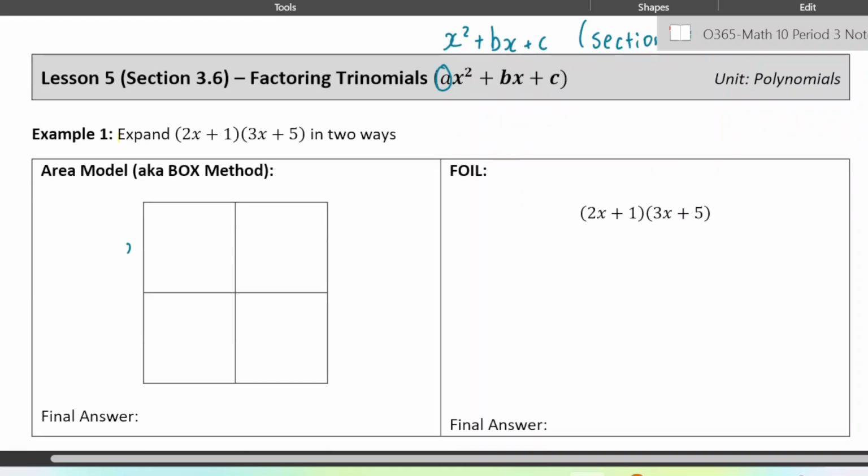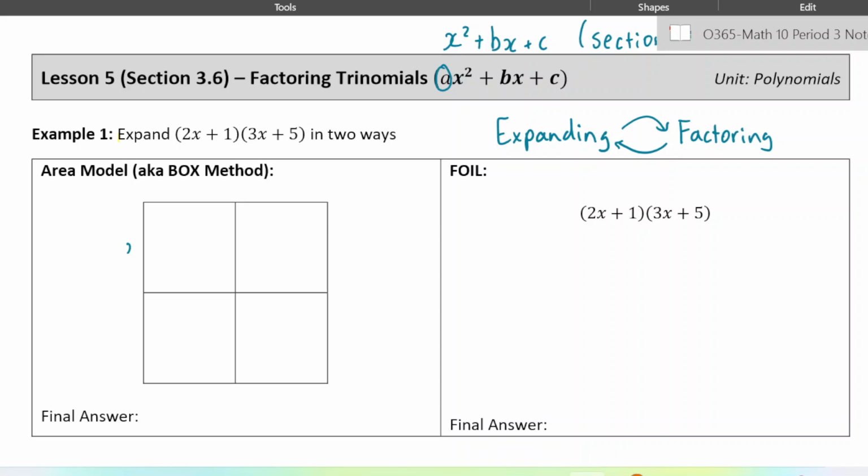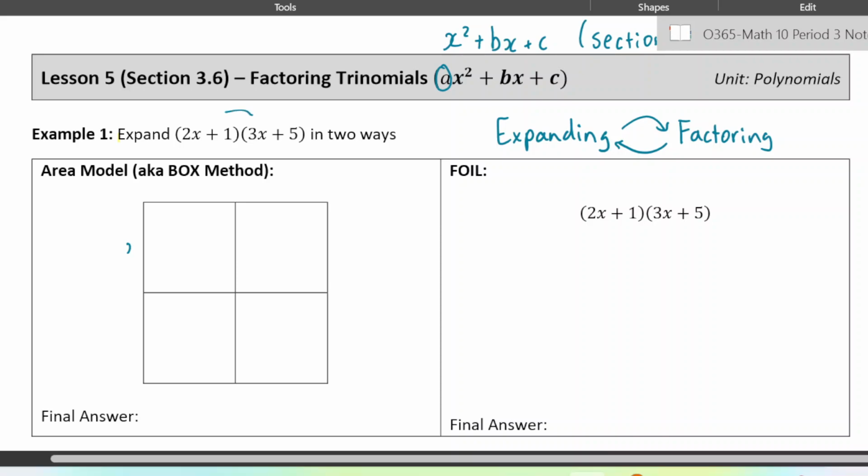Before we start factoring though, we're going to practice expanding once again, just because we need to be able to check our work today. Just a reminder that expanding and factoring are opposites. So once you factor a polynomial, you can always check your answer by expanding it and seeing if it matches the original polynomial. Okay, let's practice expanding this expression here.